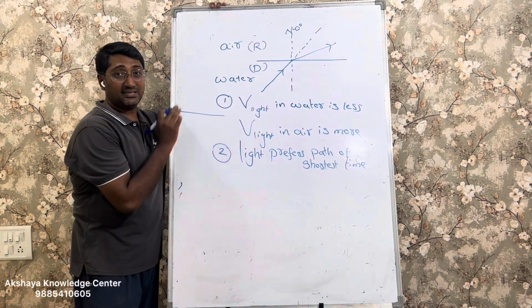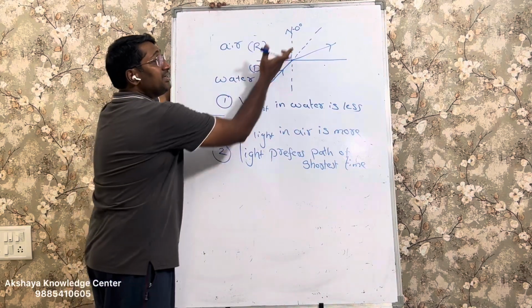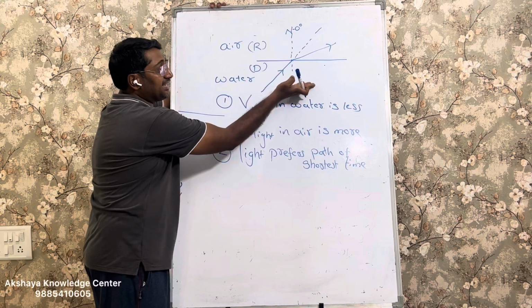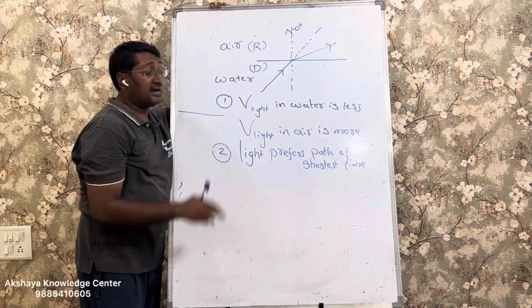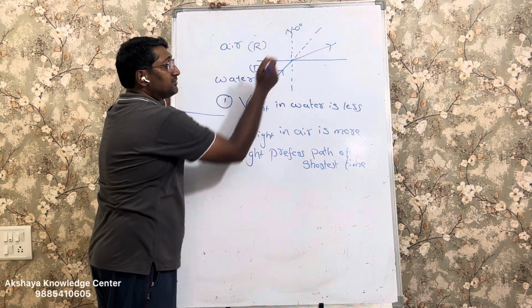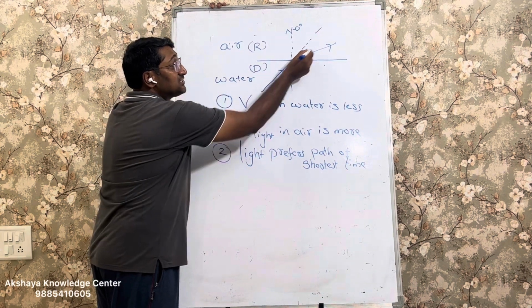So that is the key concept here. And why is it bending away from the normal? Two reasons. Because its speed has changed when it entered into air. And second reason is it is traveling in this path because this path is its shortest time.